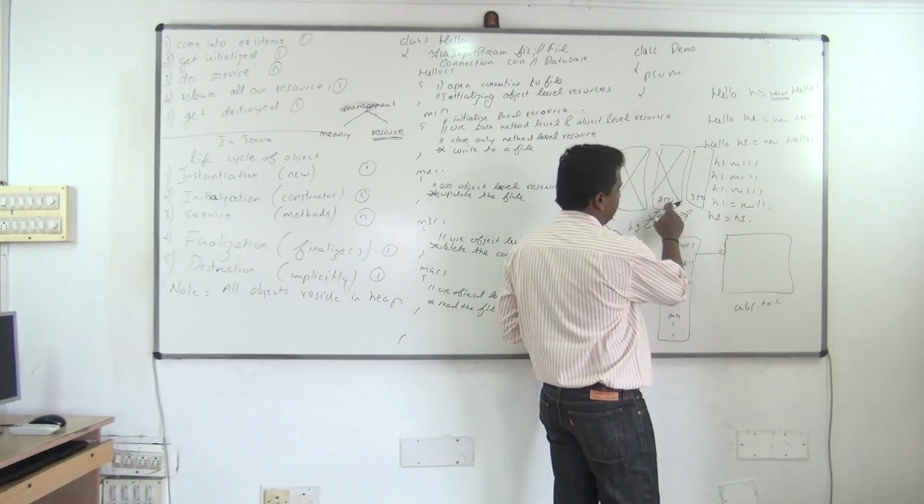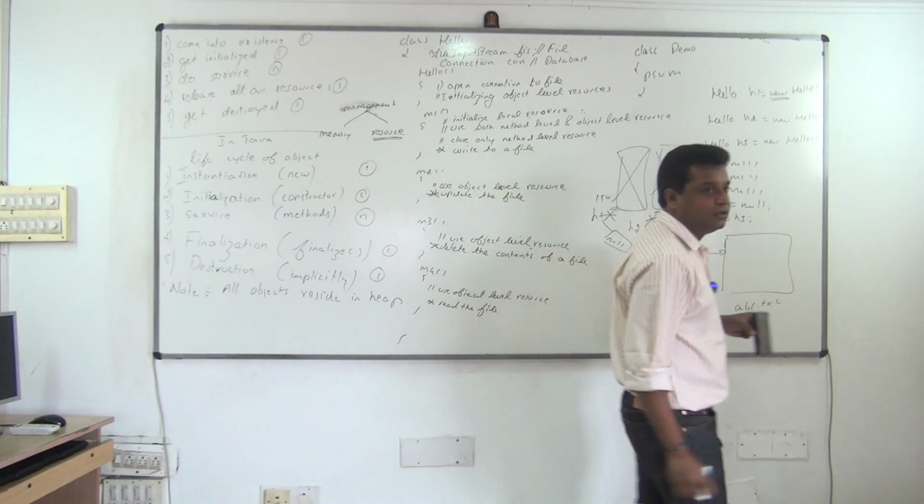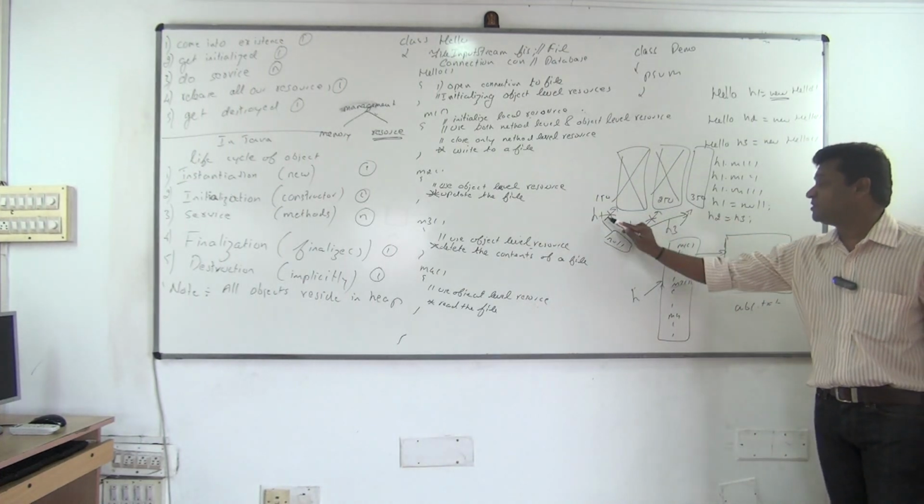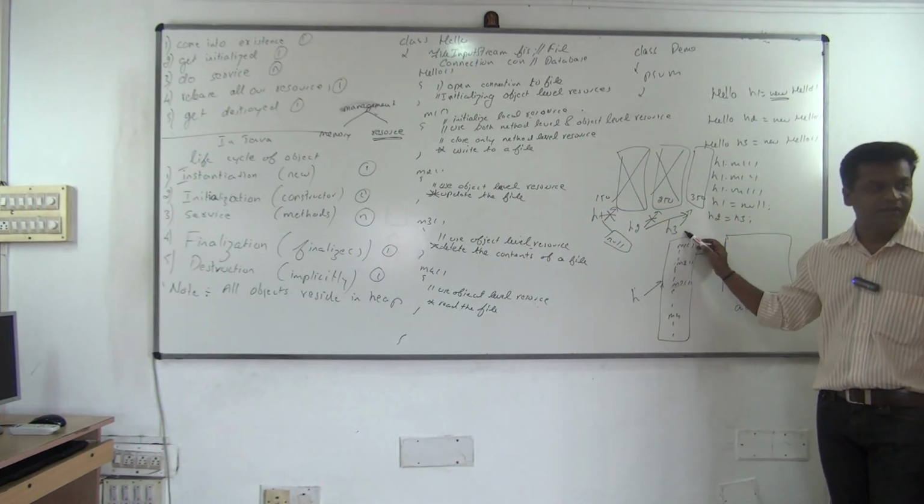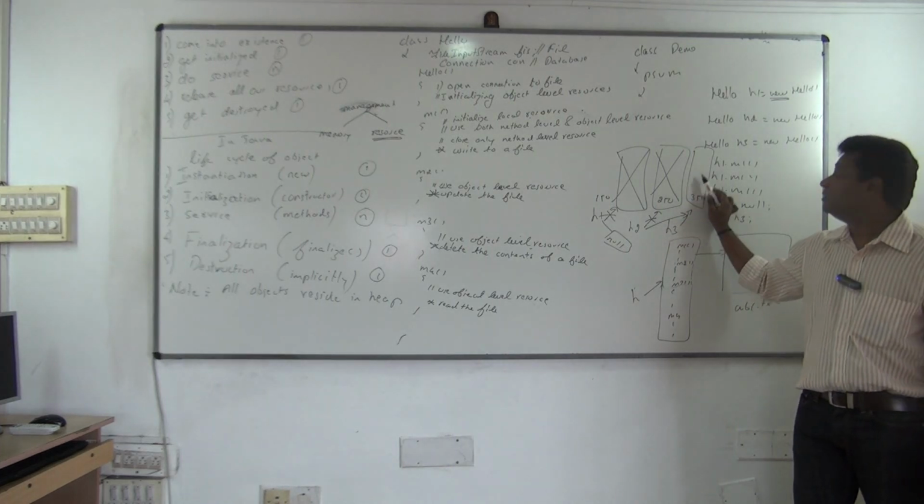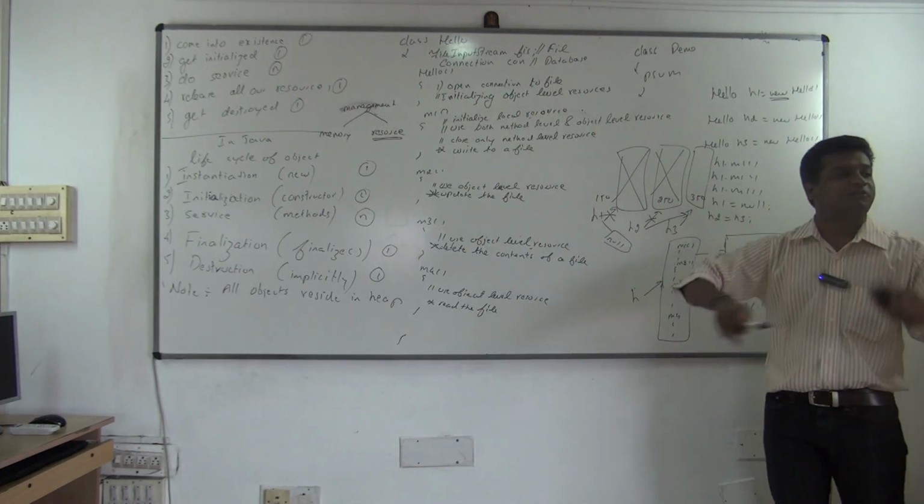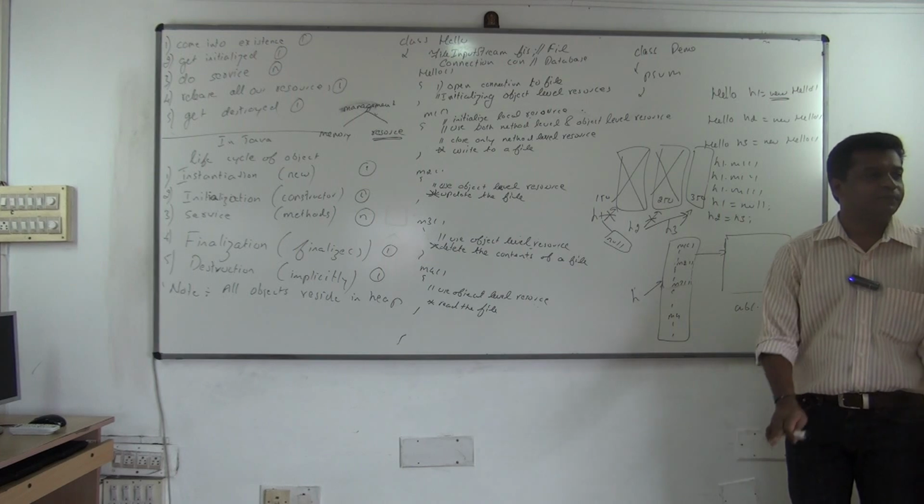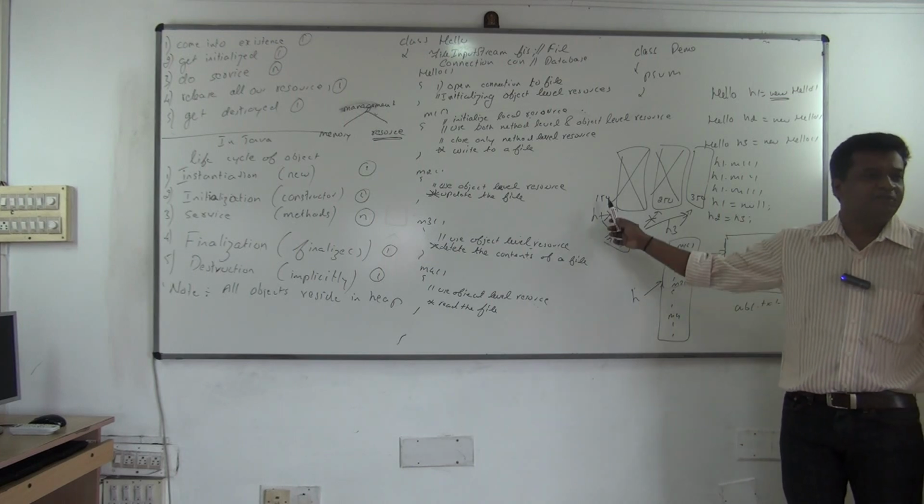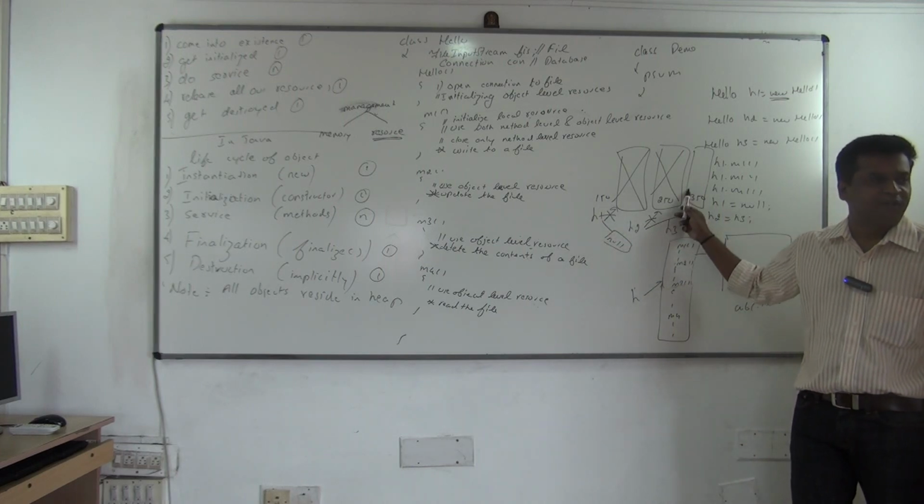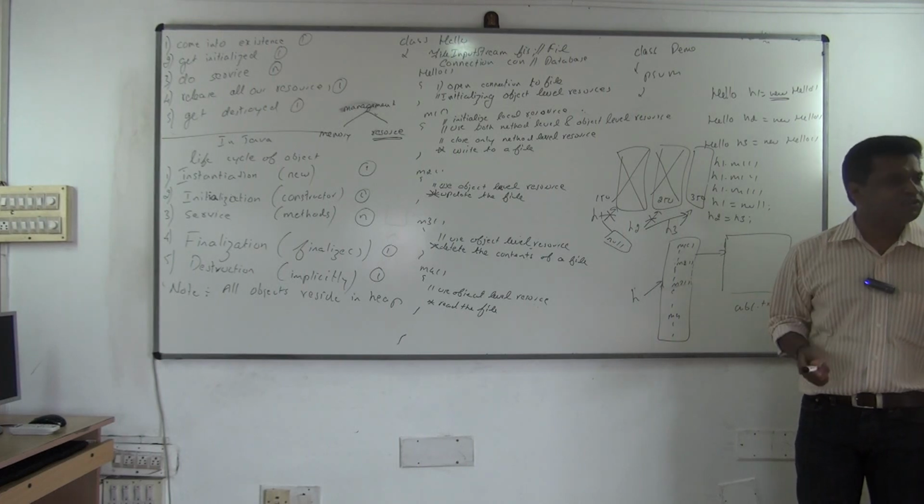Which is dereferenced? h2. h2 will now refer to this. Now there are three variables, h1, h2, h3. But h2 and h3 are referring to this particular object. h1 is not referring to any object, but h2 and h3 are referring to this particular object. Now there are two dereferenced objects now.